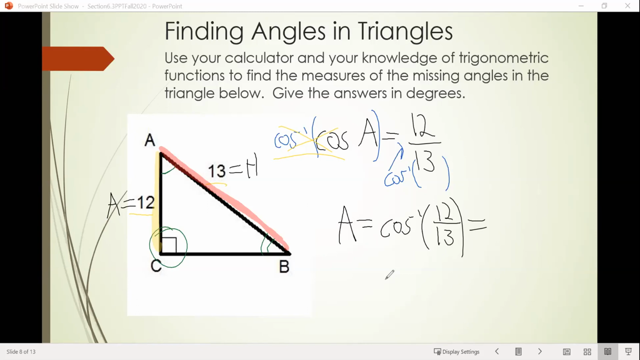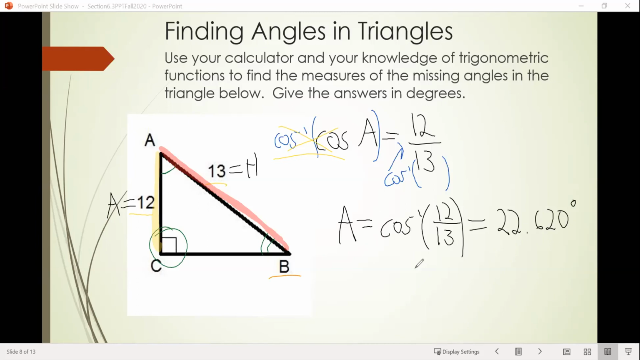When I do, I end up with a measure of 22.620 degrees, approximately, for the measure of angle A. Now we can go on and find the measure of angle B. To find B, there are a couple of different things we could do. Since there are 180 degrees total in a triangle, and we've already got the measure of angle C being 90 degrees, A plus B would have to be 90 degrees. So I could do 90 minus the measure of A to get B.